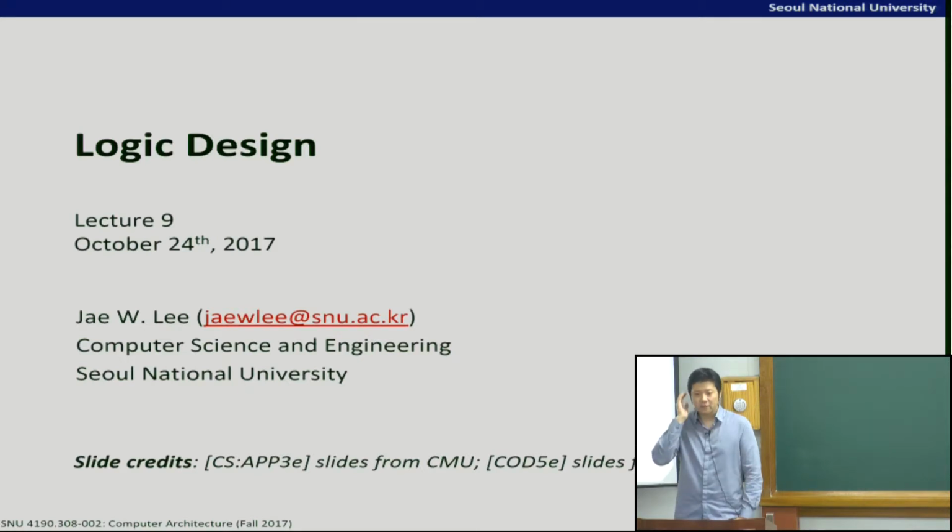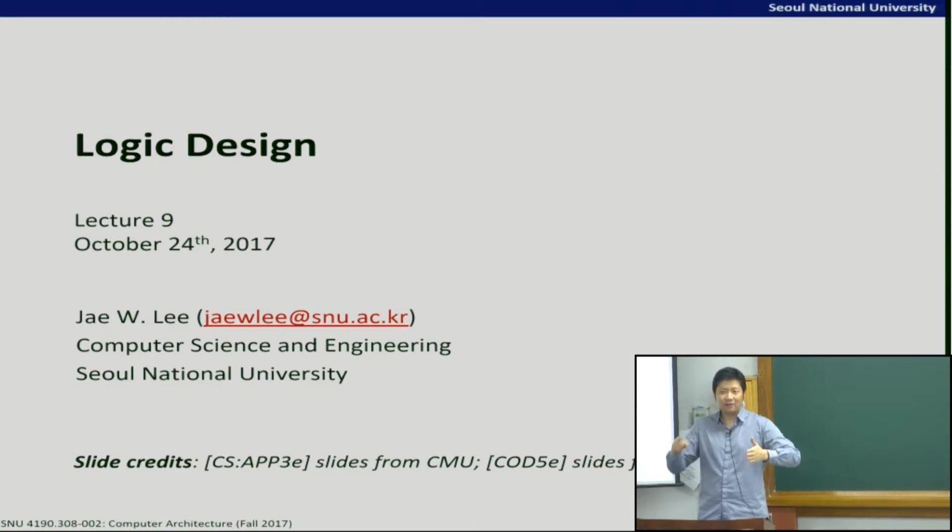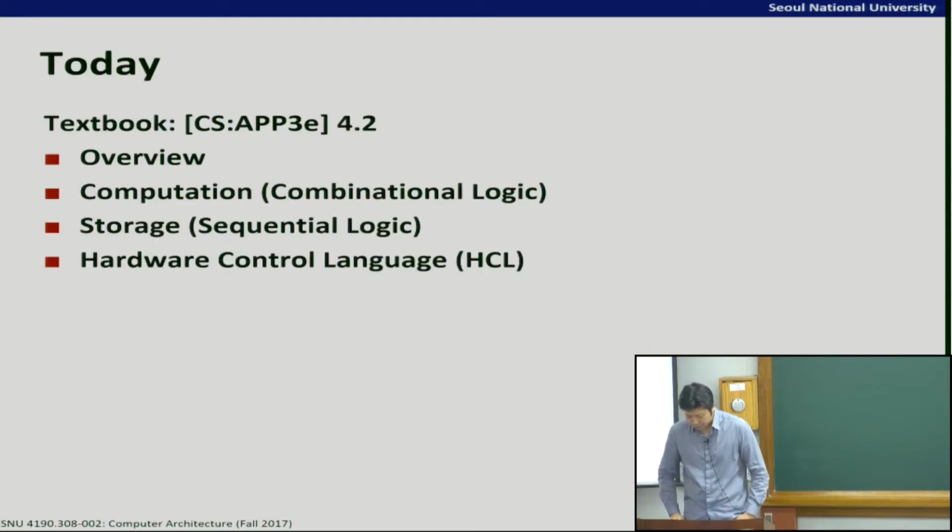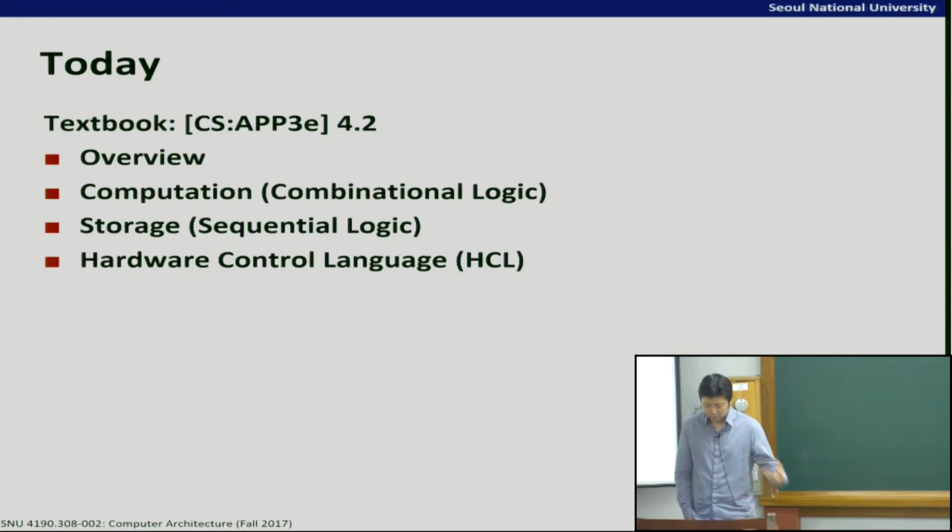As I said, processor design is more like making a big finite state machine that takes instructions as input and changes to the next state continuously. That's basically what this CPU is all about. So it's a big FSM, finite state machine. This part is covered by chapter 4.2, so if you want to understand more in depth, please check out the textbook.